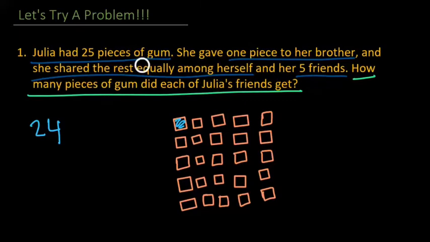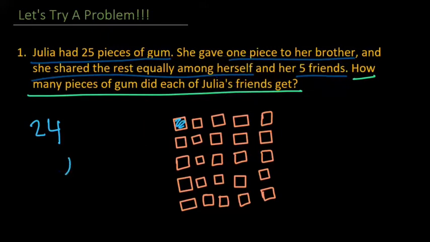And she shared the rest equally among herself and her 5 friends. How many pieces of gum did each of Julia's friends get? So it says herself, that is an important part, herself. It's not just her friends, it's herself as well. Not just her friends, it's Julia and her 5 friends. So it's both Julia and her 5 friends.